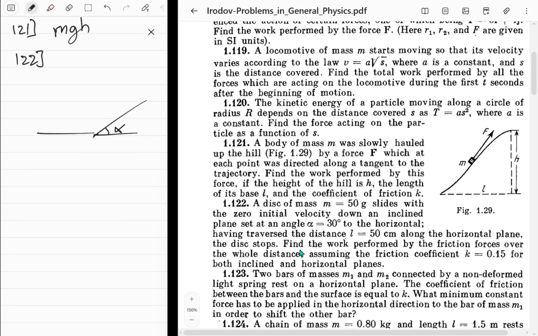Okay, 30-degree, whatever. First, you slide with zero initial velocity down an inclined plane. Alpha is equal to 30 degrees horizontal. Having traversed the distance 50 centimeters along the horizontal plane, the disk. They didn't give us a figure. Why didn't they give us a figure? That would have made it so much better.